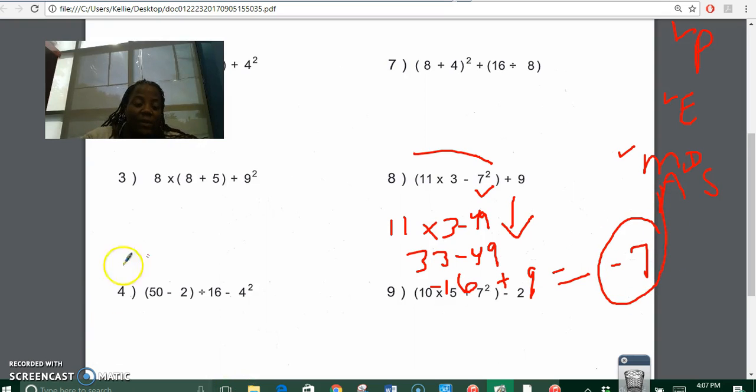Okay, guys, you've got like 4 of these on your own to try. I think that's what's left on the page. I hope this has helped you out.